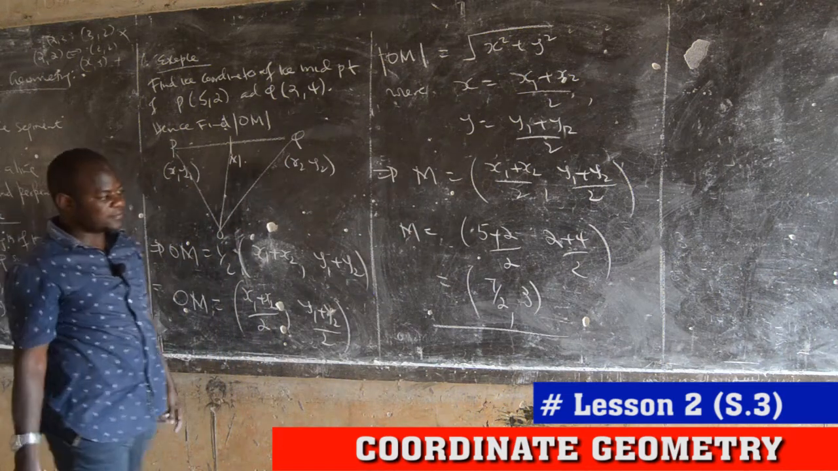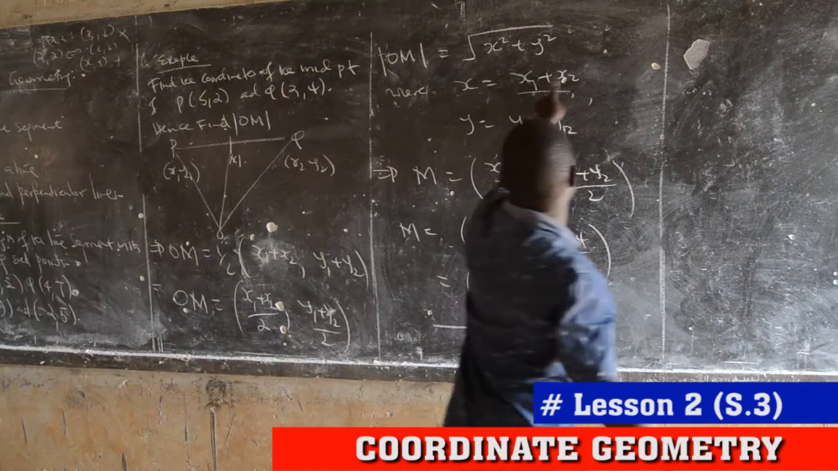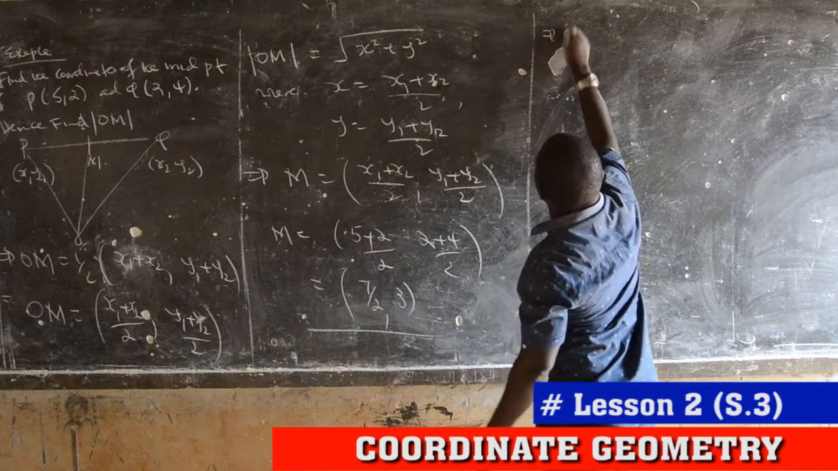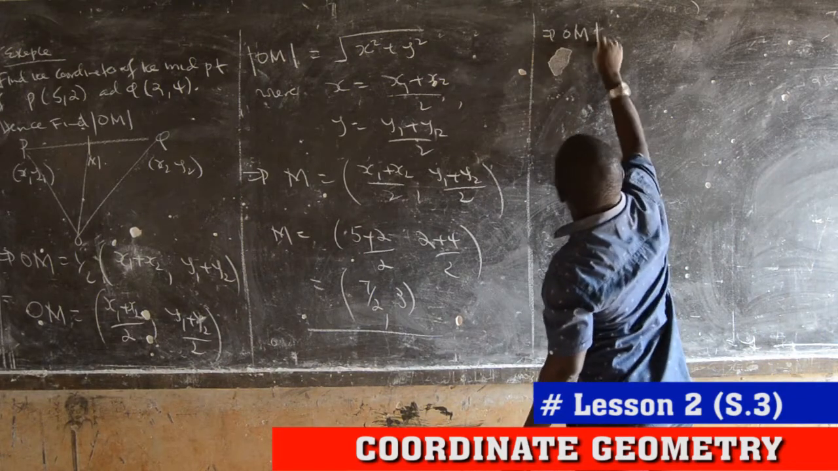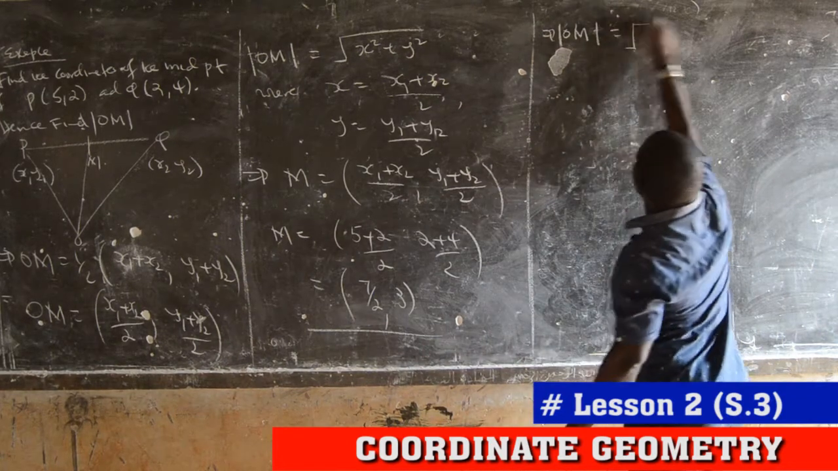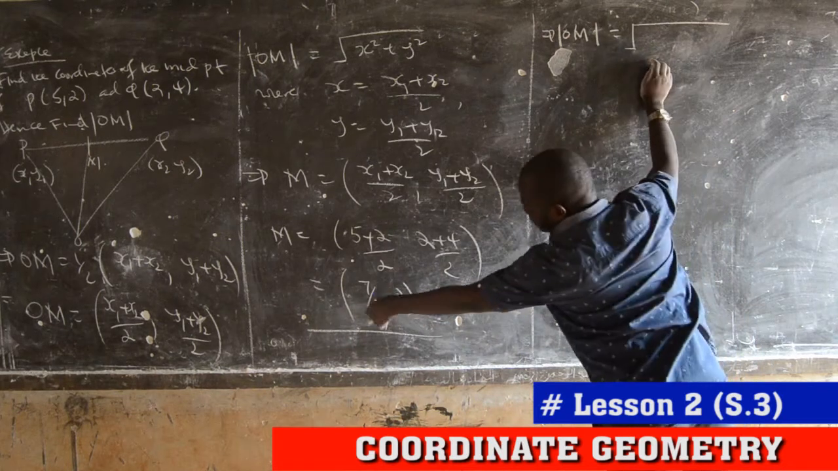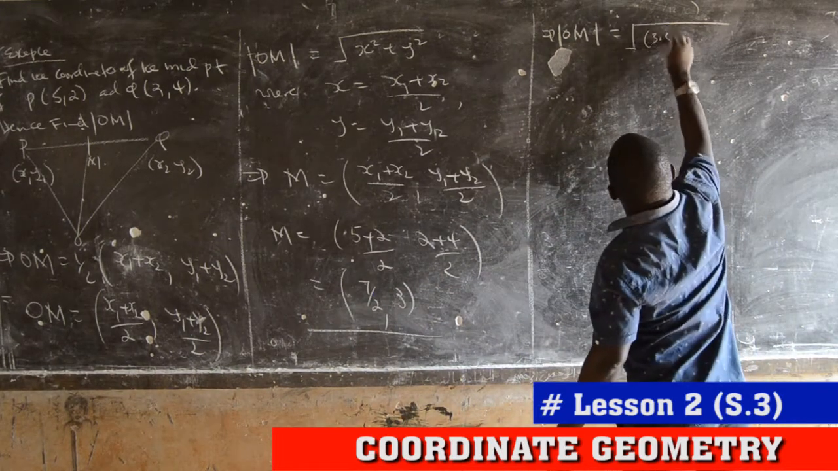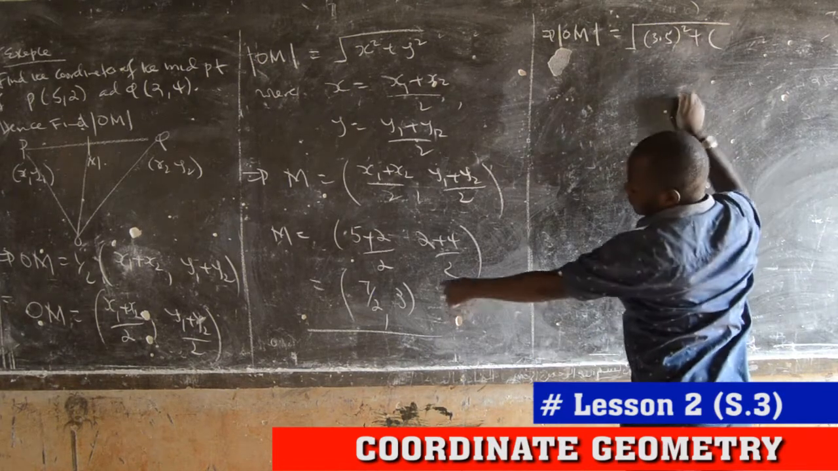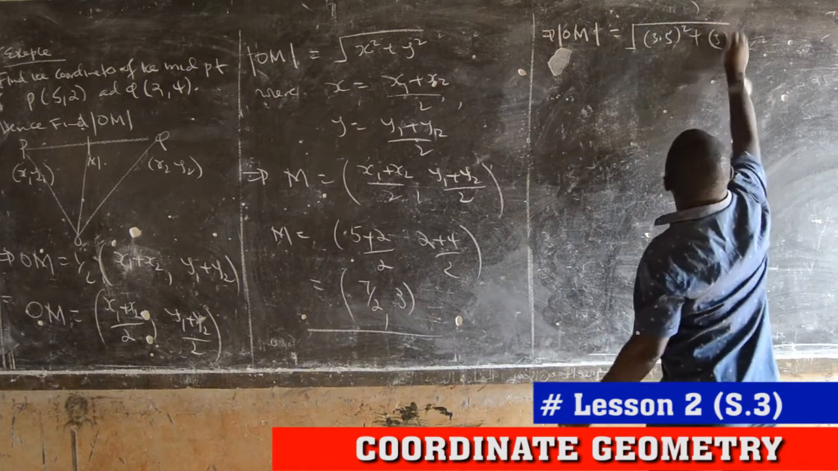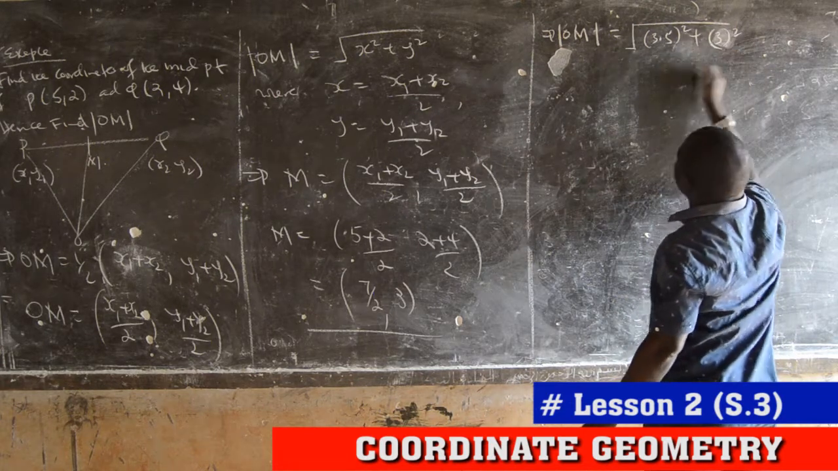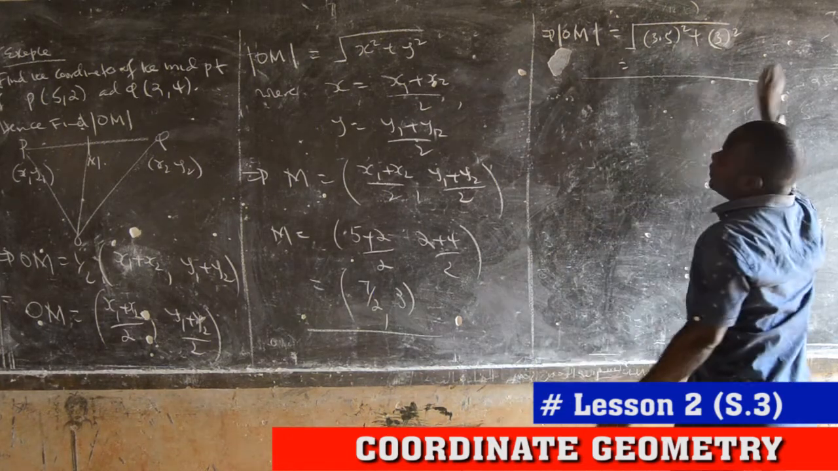If you want the length, then you square like this. So this implies that the modulus of OM will be the square root of 3.5 squared plus 3 squared. Use your calculators very well, and then get the answer here for the length.